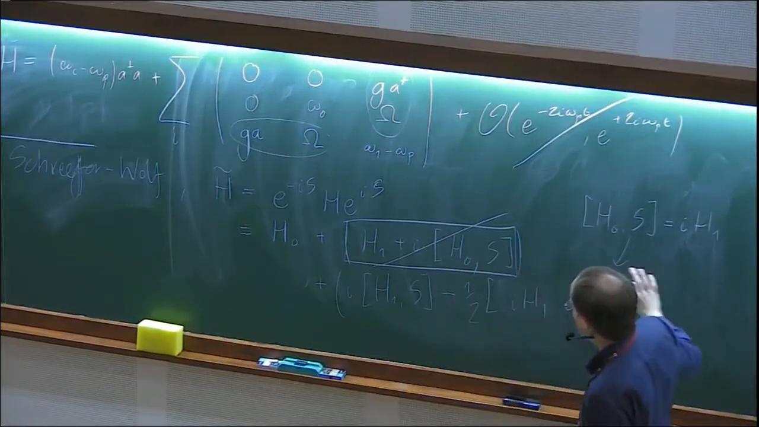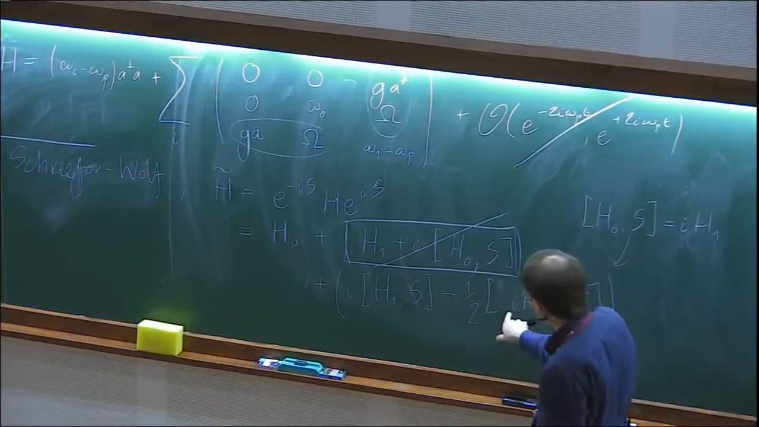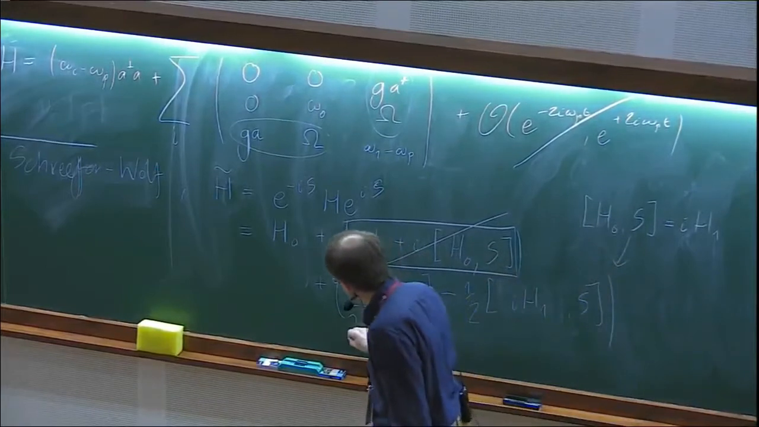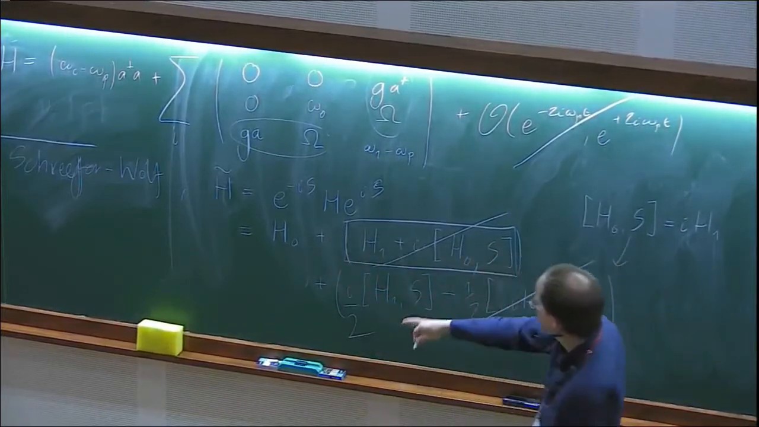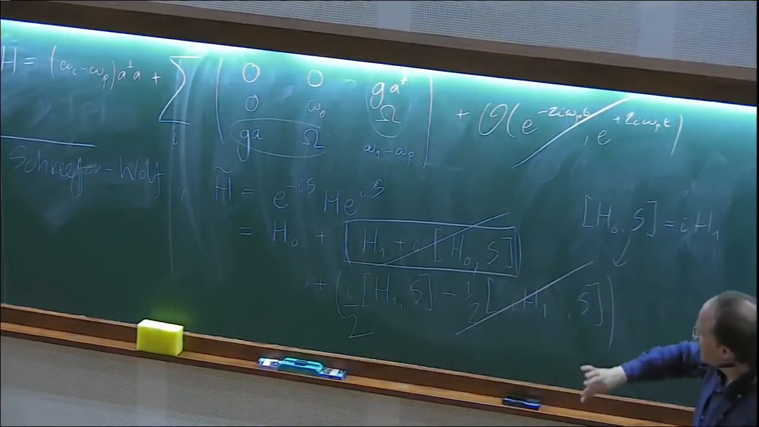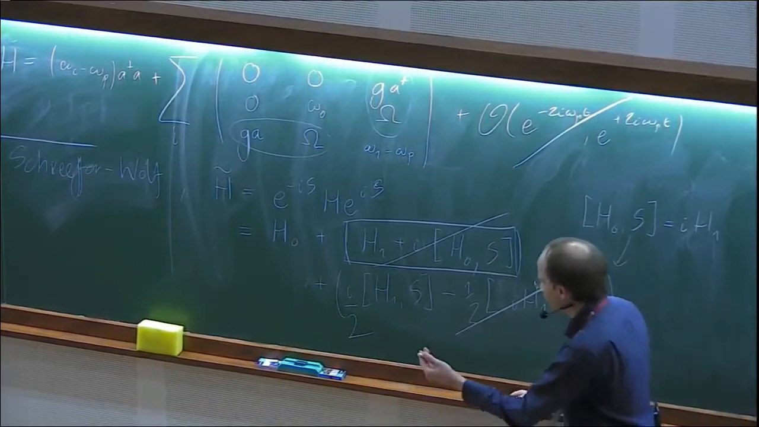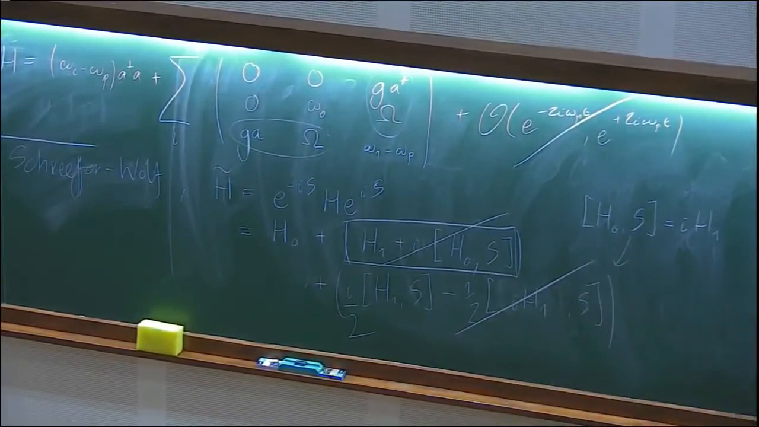And so actually, this whole last line simplifies quite a lot because I have the same term twice with two different prefactors. So this goes away, and I just get H naught plus i over 2 commutator of H1 and s. So this is the general form of the Schrieffer-Wolff transform. And what I should now try and do, though, is to implement that for the specific problem we're trying to solve here.